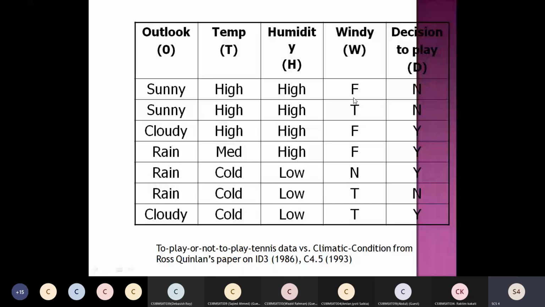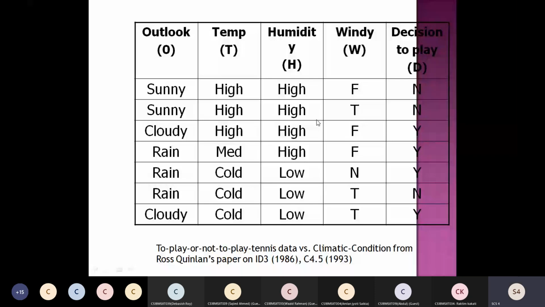But what happens if I provide the input of humidity as very high, very low, or moderate? Can we represent that with the help of Boolean logic? The answer is no, we can't, because we have only 0 and 1, but we need to represent values between them also. So for that, we need fuzzy logic.